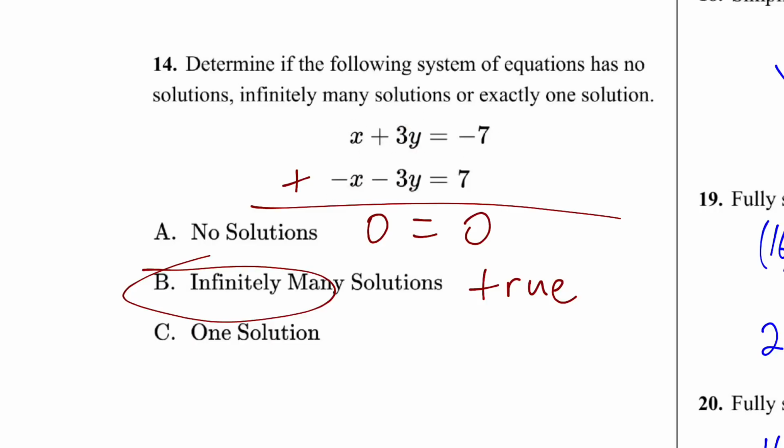Add, add, add. And this one cancels out, and this one cancels out. What's left is 0 is equal to 0, which is true. I pick infinitely many solutions.